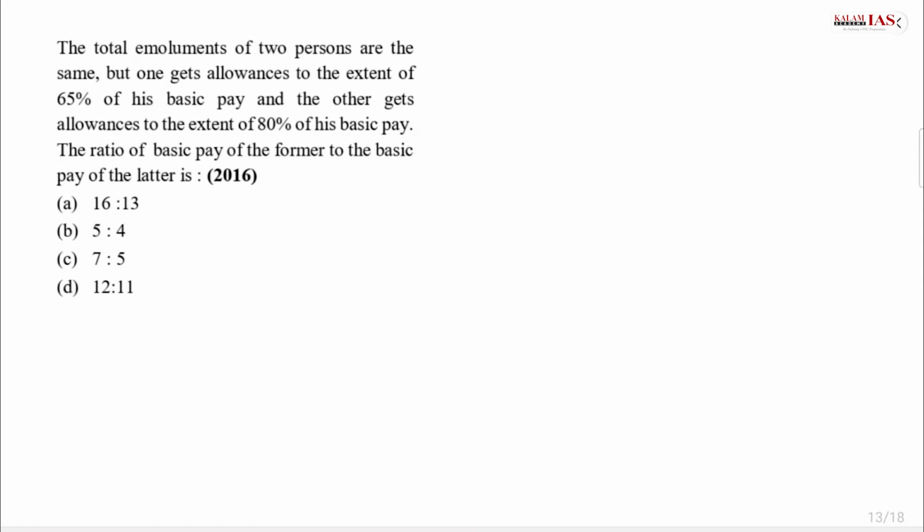You have 1 minute, please attempt it and then we'll discuss. I'll just clarify what the terms used in this question mean: emoluments, allowances, and basic pay. Emoluments is equal to the allowances of a person plus the basic pay of the person. This is the total money that the person is getting, which is basic pay plus allowances. Now please attempt this question.